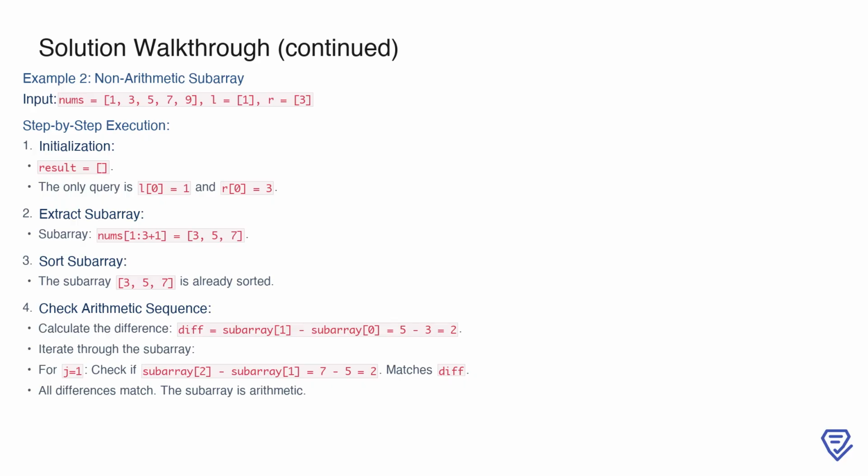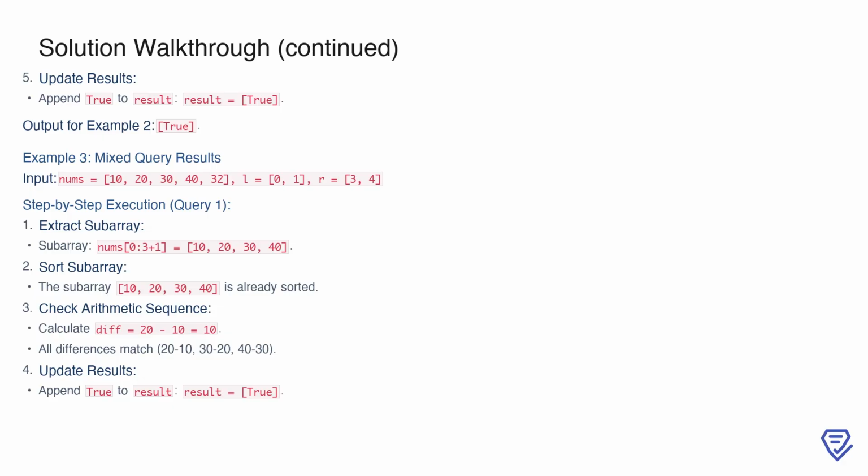Iterating through the subarray, we verify for j equals 1 that 7 - 5 equals the common difference of 2. As all consecutive differences are consistent, the subarray is confirmed to be arithmetic. With the subarray verified as arithmetic, we append true to the result list, making it [true]. The output for this query is true.